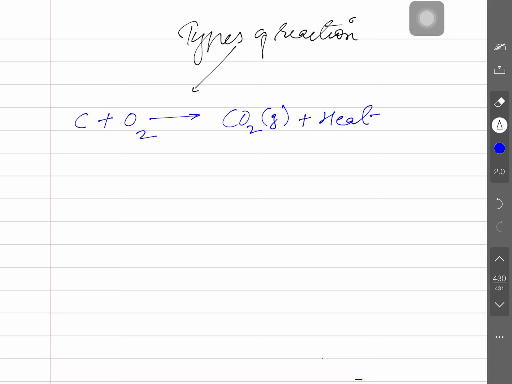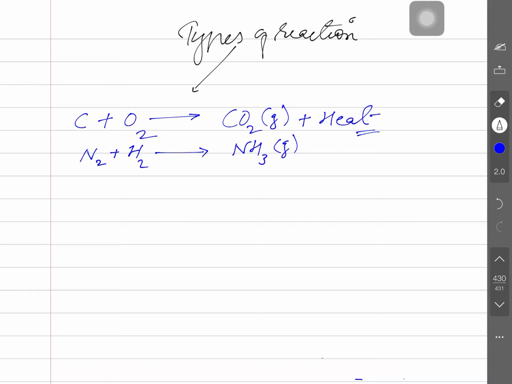Is that clear? Similarly, some more reactions we are defining here. Nitrogen is combining with hydrogen to give NH3. Is that clear? So NH3, this is also a gas. And here the heat information is not available.